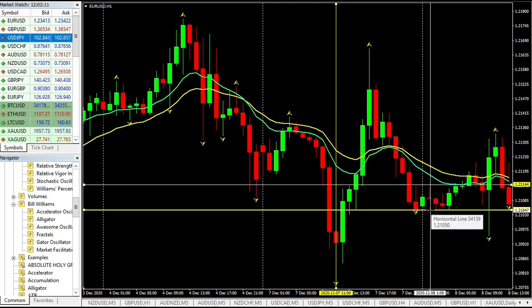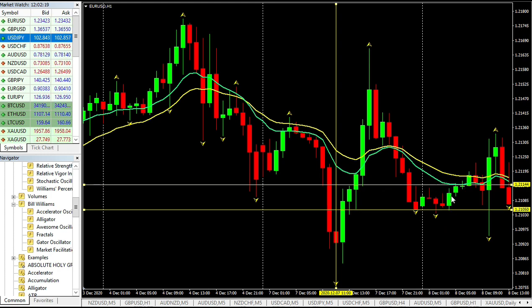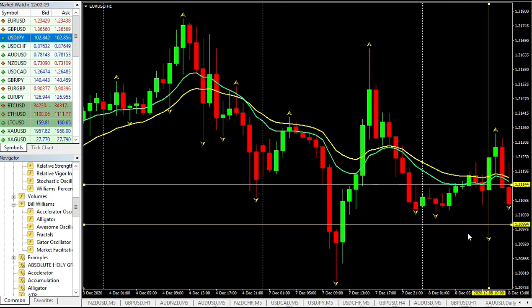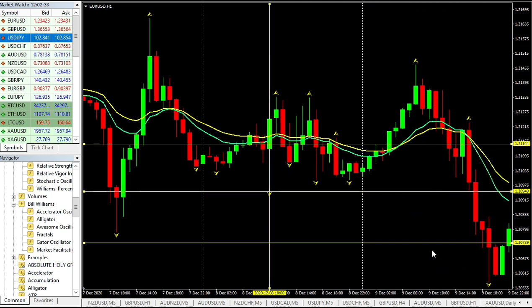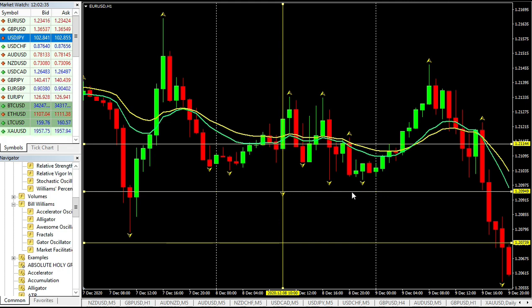Okay, so you lose about 9.6 pips, so that's not a problem. And then your next fractal you get is this one here. So you bring your line here and go on. You will place your sell order here, but now you can see something.